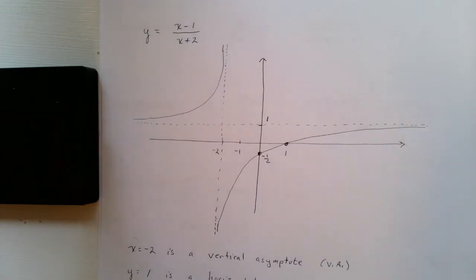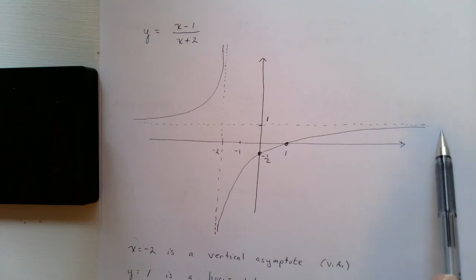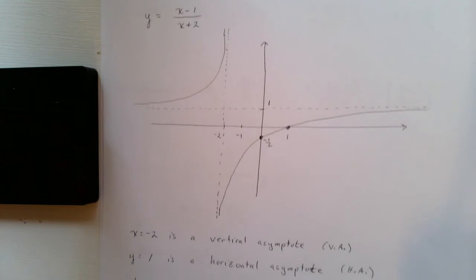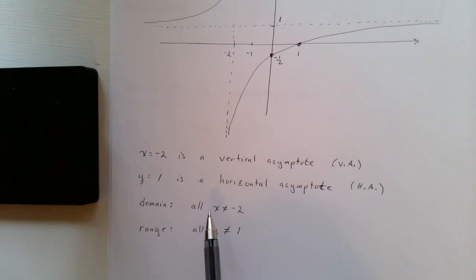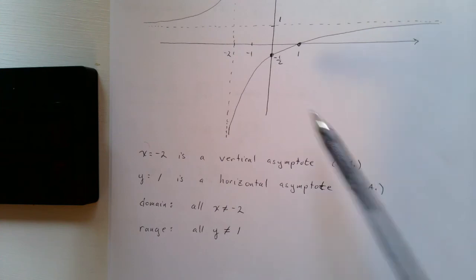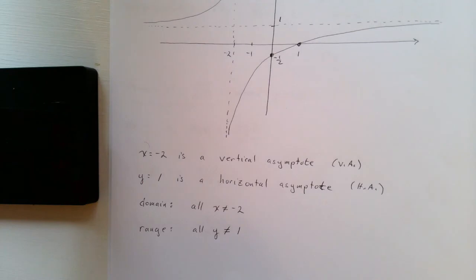Another thing you can see here is that the graph levels out along this horizontal line at 1. That's called a horizontal asymptote. And in this case, it never crosses this horizontal line either. So we call the vertical line a vertical asymptote and the horizontal line a horizontal asymptote. Because the graph never crosses this vertical line at -2, -2 can't be in the domain, right? There's no point on the graph where the x-coordinate is -2.